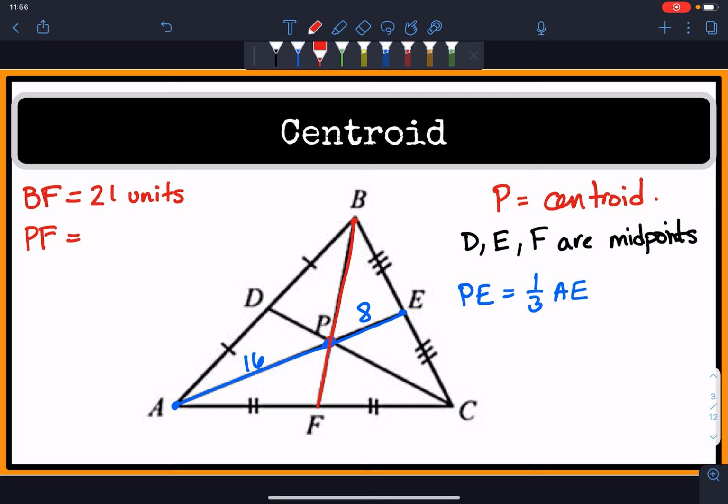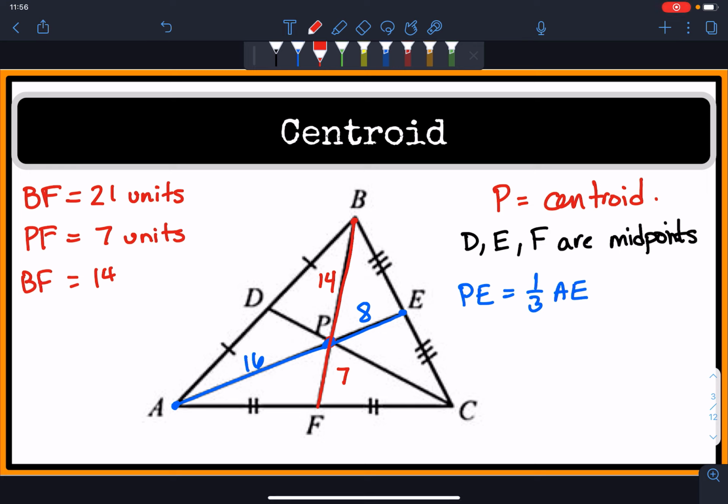Well, 21 divided by 3 is equal to 7. So that's going to be 7 units long. And because this entire red line has to be 21 units long, if I subtract this 7, 21 minus 7, that's equal to 14. This distance would have to be 14. So the distance from point B to point F is going to be 14 units long.